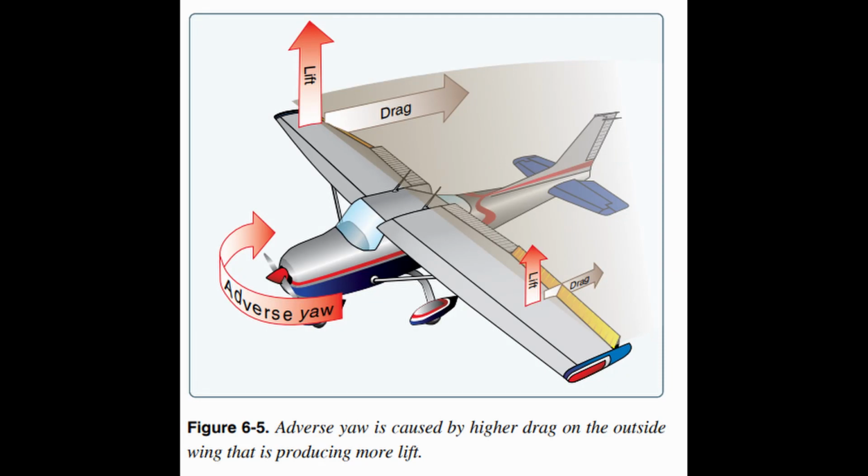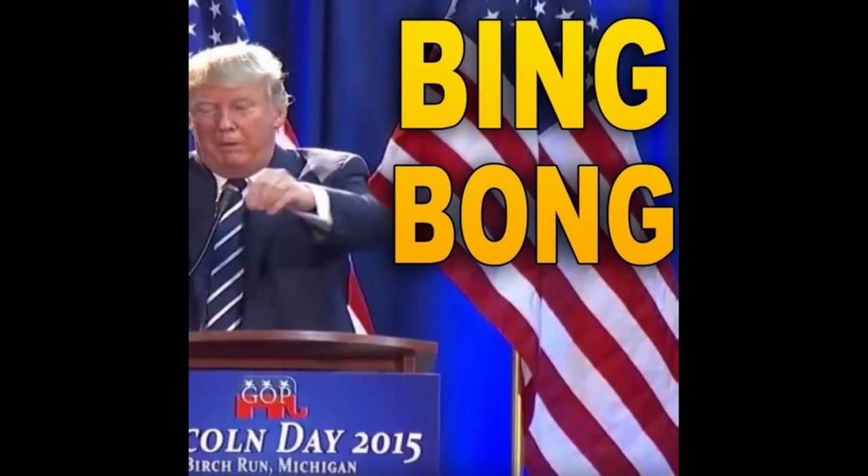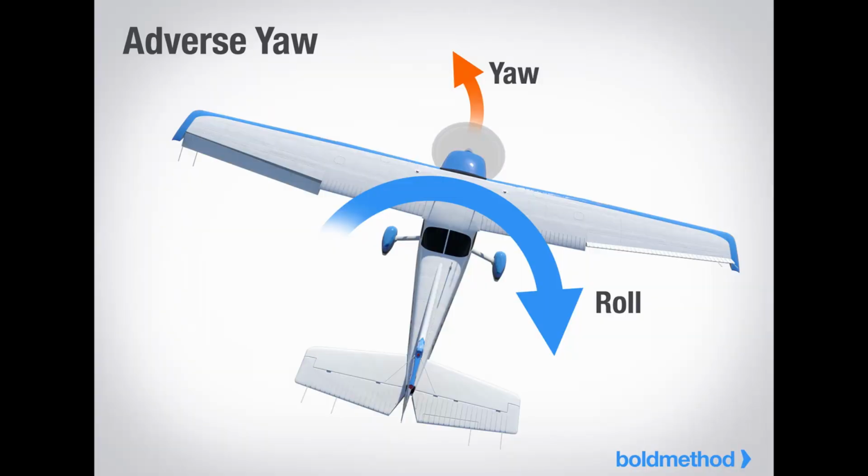Adverse yaw is an effect that happens because of an increased amount of drag on the wing that is raised in a turn. As this happens, the raised wing develops more lift. With more lift comes more drag, and bing bong, you have a roll to one direction with a yaw in the other direction. That's called adverse yaw.